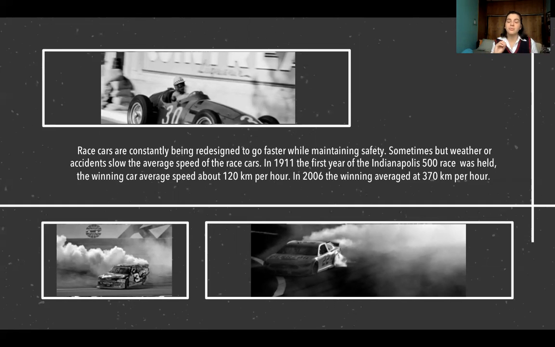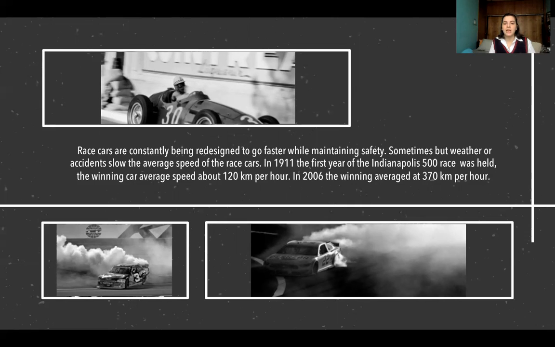There are certain speeds that a car might travel, but our bodies will not be able to sustain. So that's why we're trying to keep as safe as possible while driving as fast as our science will let us. Sometimes weather or accidents slow the average speed of the race cars. In 1911, the first year the Indianapolis 500 race was held, the winning car averaged a speed of about 120 kilometers per hour. In 2006, the winning car averaged 370 kilometers per hour.